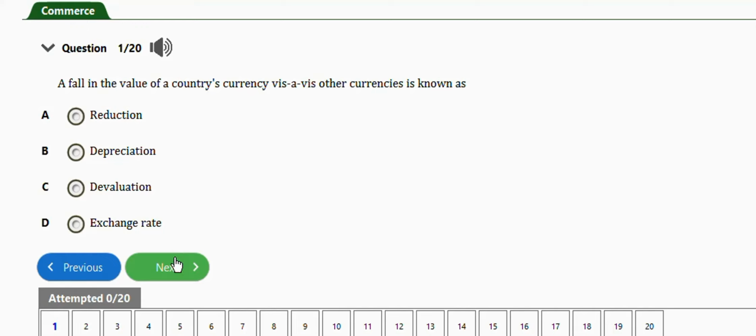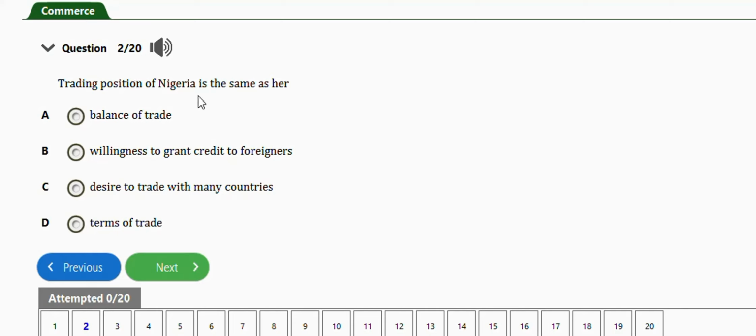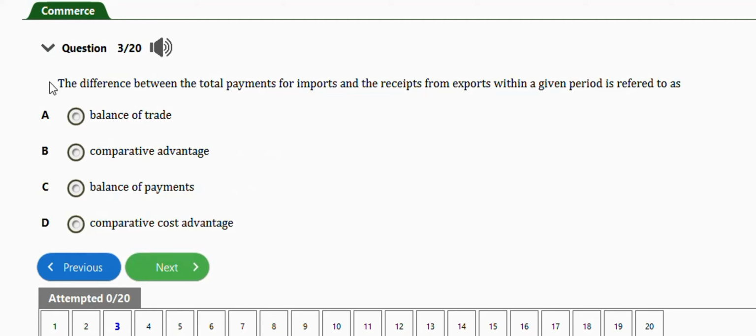Depreciation, option B. Next question, this one, it says trading position of Nigeria is the same as her balance of trade, option A. Next question, this one, it says the difference between the total payment for imports and the receipts from exports within a given period is referred to as balance of trade, option A.